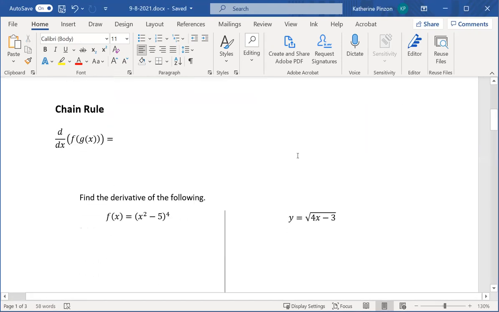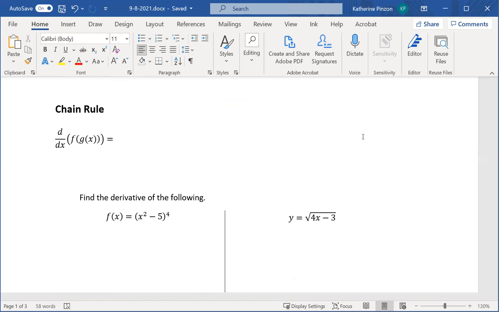Okay, so the chain rule. The chain rule allows you to take derivatives using all the rules we know, the power rule, the trig rules, the exponential and log rules, when the stuff on the inside is not just an x. So when you see things like a whole bunch of stuff raised to the 4th, or the square root of a whole bunch of stuff, you should think about the chain rule.